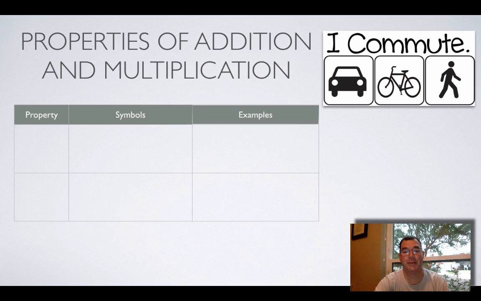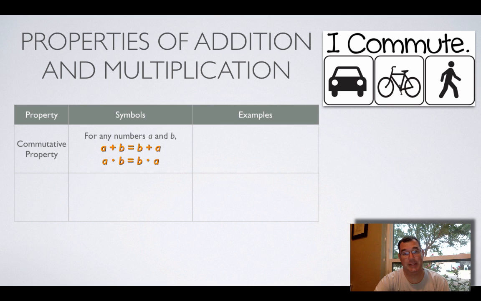I'm going to talk about the property, symbolize it, and give you some examples. The commutative property basically says that anytime I have two numbers, I can add or multiply them in whatever order I want, and the answer will be the same. So whether I do a plus b or b plus a, I get the same answer. If I do a times b or b times a, I get the same answer. So 9 plus 8 is the same as 8 plus 9. 7 times 5 is the same as 5 times 7.